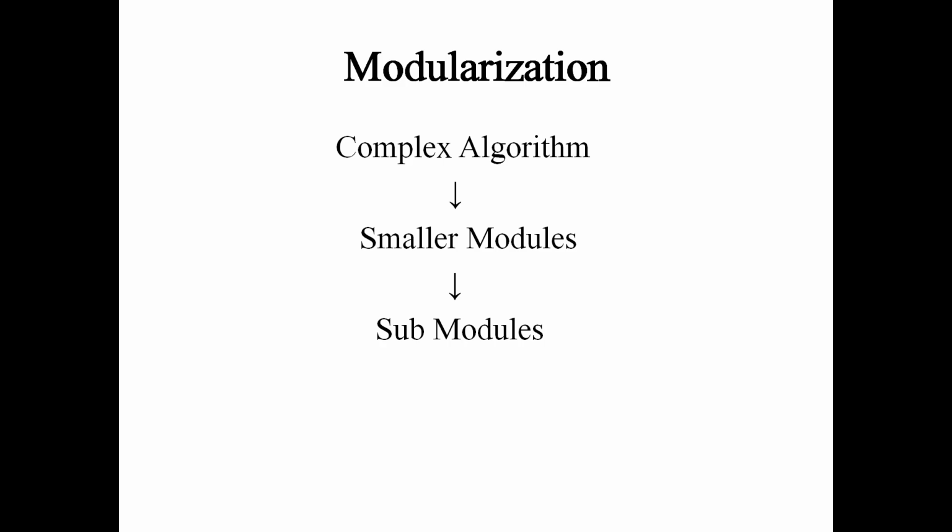Large algorithms are often difficult to understand. Therefore, we divide them into smaller units called modules. So this process is known as modularization. Instead of solving one huge problem, we solve several smaller problems. Later, all these modules work together to solve the complete problem.